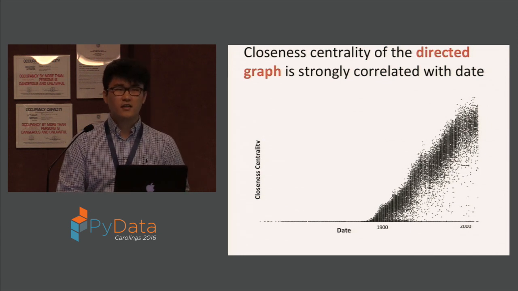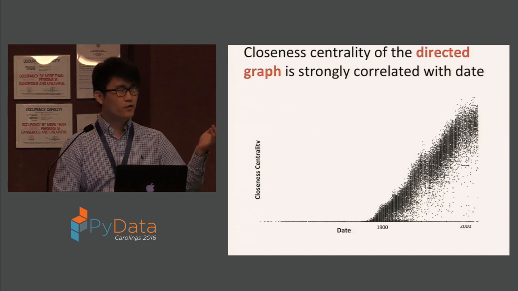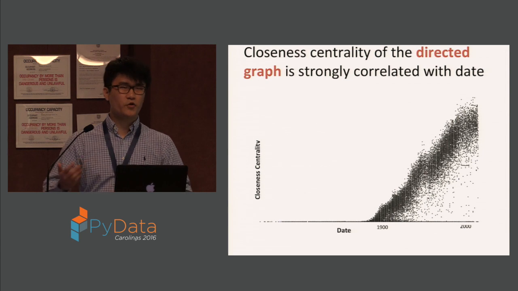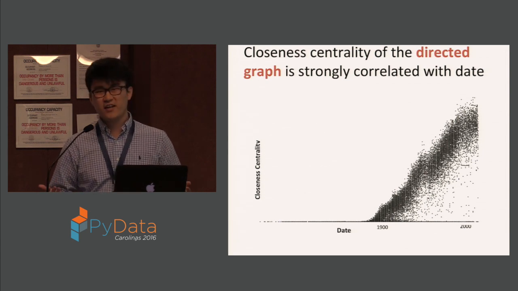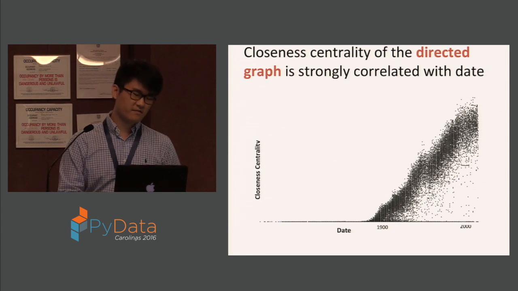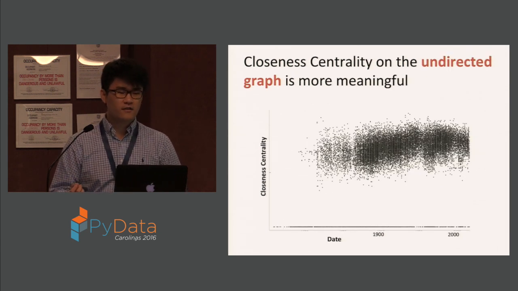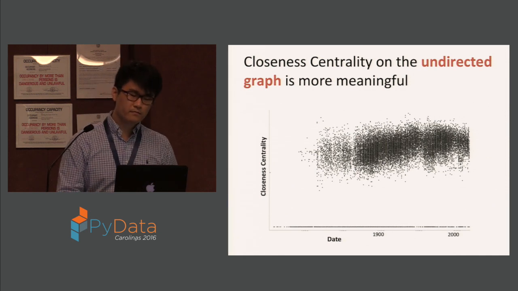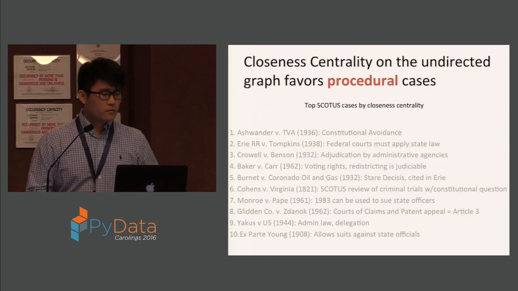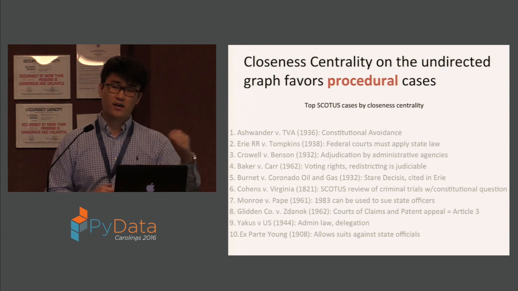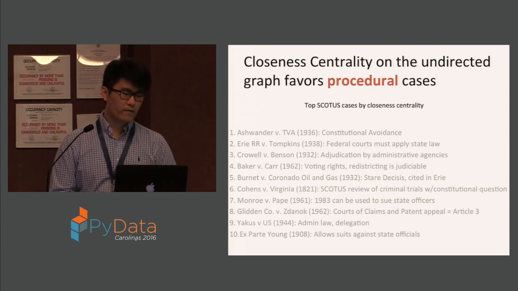When you look at this, it doesn't really tell us much because closeness centrality is a function of time, right? So it's saying that the most important court cases are the latest court cases. We're not really interested in that. However, when we plotted closeness centrality on the undirected graph, it looks a lot more meaningful. So we consulted our law student, James Woodall, and we listed the top 10 court cases by the highest closeness centrality values, and we found out that most of them were procedural cases.